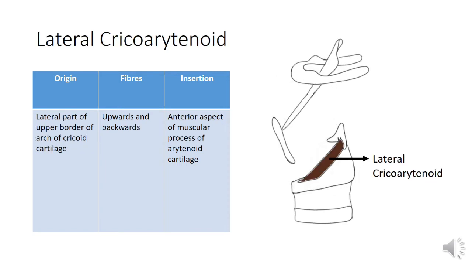The lateral cricoarytenoid takes its origin from the upper border of arch of the cricoid cartilage. We saw the cricothyroid takes its origin from the lower border. The fibers of the lateral cricoarytenoid run upwards and backwards and get inserted into the anterior aspect of the muscular process of arytenoid cartilage. We saw the posterior cricoarytenoid attaches to the posterior aspect of the muscular process, whereas our lateral cricoarytenoid attaches to the anterior aspect of the muscular process.